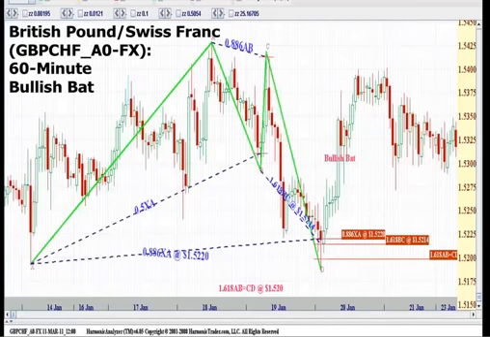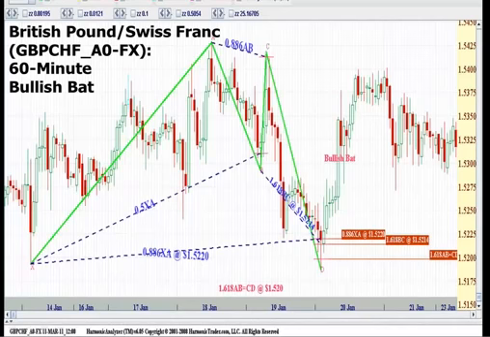Now in the 60-minute, here's an example of the British pound versus the Swiss franc. Notice how we have an M-type structure with the 50% mark at the B point. It's less than a 618, but the B point is more of an exact 50% level, which defines the M structure to possess a deeper retest at the X point.